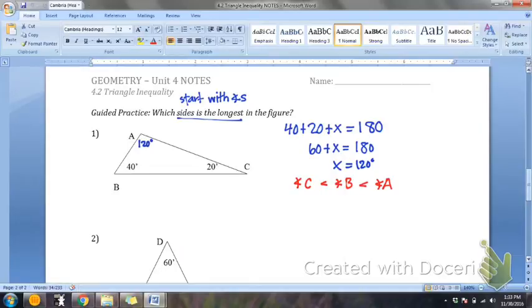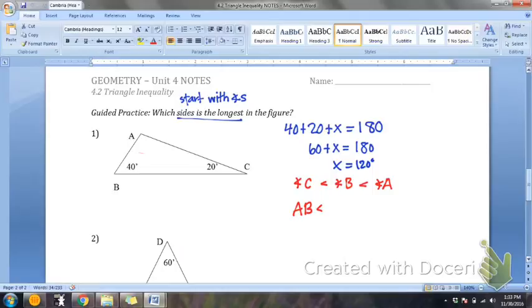Okay, but the question said which side is the longest? So now I need to look at the sides that are opposite. Which side is across from angle C? Side AB, right? That one's across from it. So AB is going to be the smallest side. So I'm going to put AB here. Why is that going to be the smallest? Because it's across from the smallest angle. Would you agree that C is the smallest angle? So across from it is the smallest side.